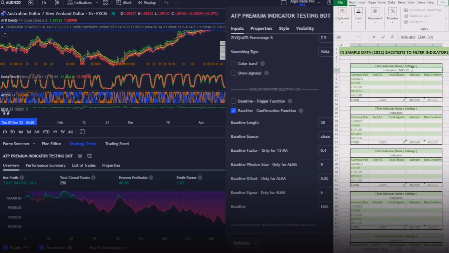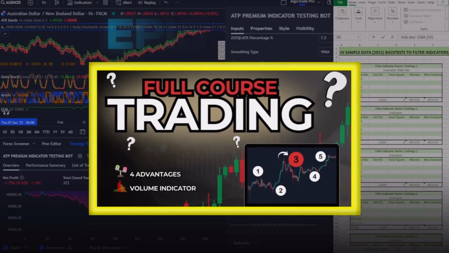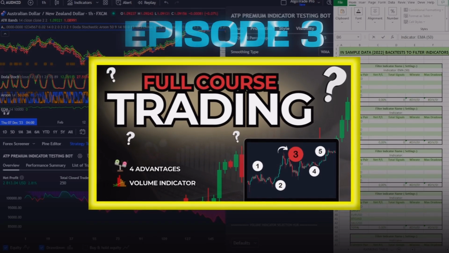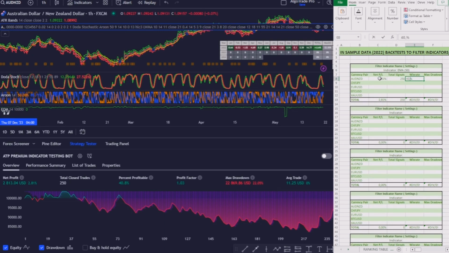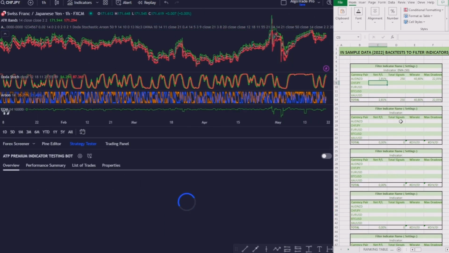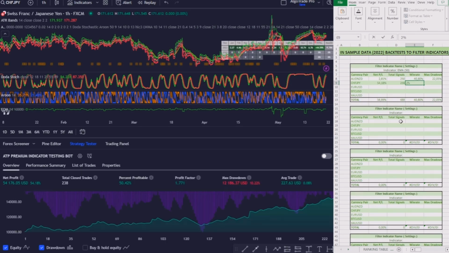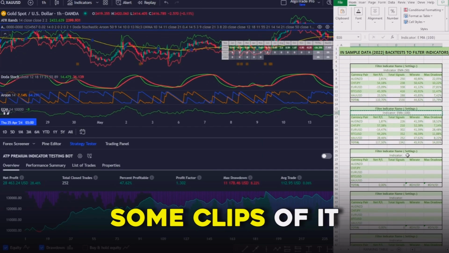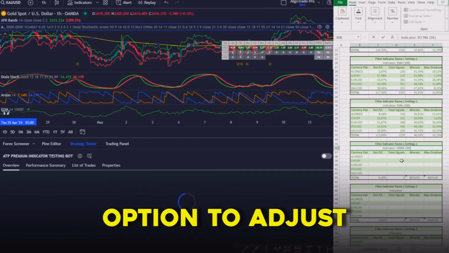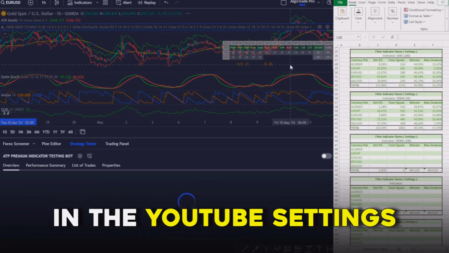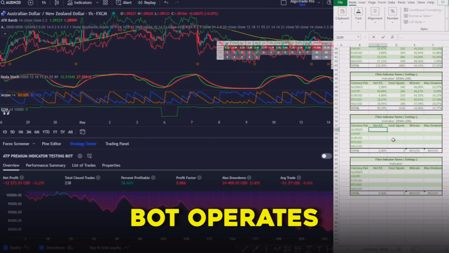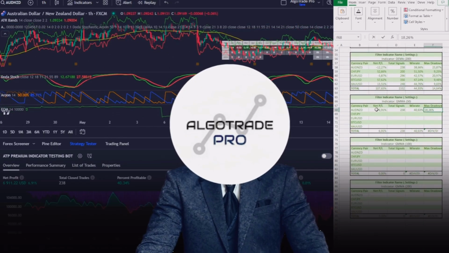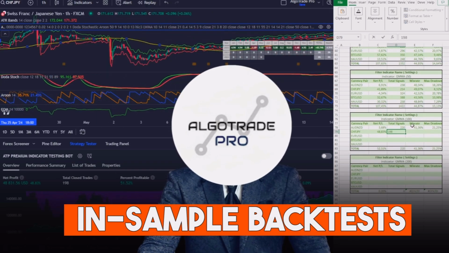So I will conduct the in-sample backtest in the same way as in the other episodes, noting the values of net profit/loss, number of trades, win rate and max drawdown, provided by the Strategy Tester tab. I will accelerate the backtesting process and show you some clips of it, but you have the option to adjust the speed in the YouTube settings to see how the bot operates. I will see you again once I have completed all the in-sample backtests.